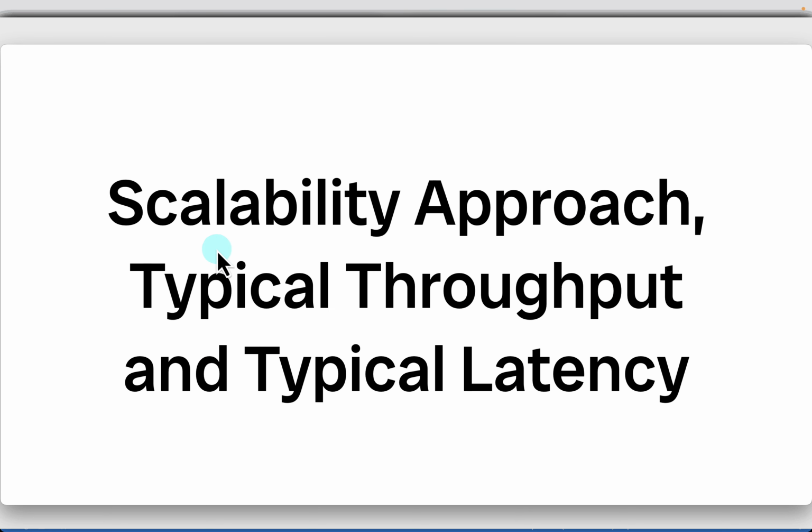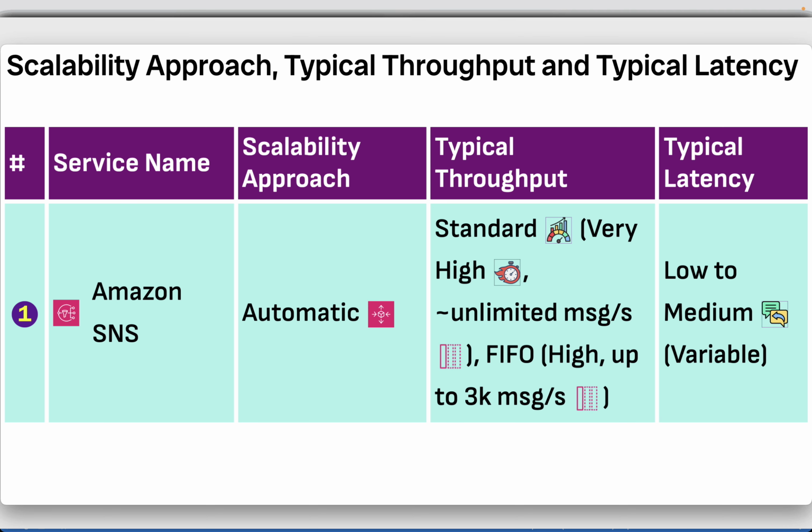Next set of parameters will be scalability approach, typical throughput, and typical latency. So for Amazon SNS, it offers automatic scaling. Standard mode has very high throughput, which is unlimited messages per second. And there is a FIFO mode, first in first out, which has high throughput. It is limited to 3000 messages per second. Typical latency is low to medium and variable.